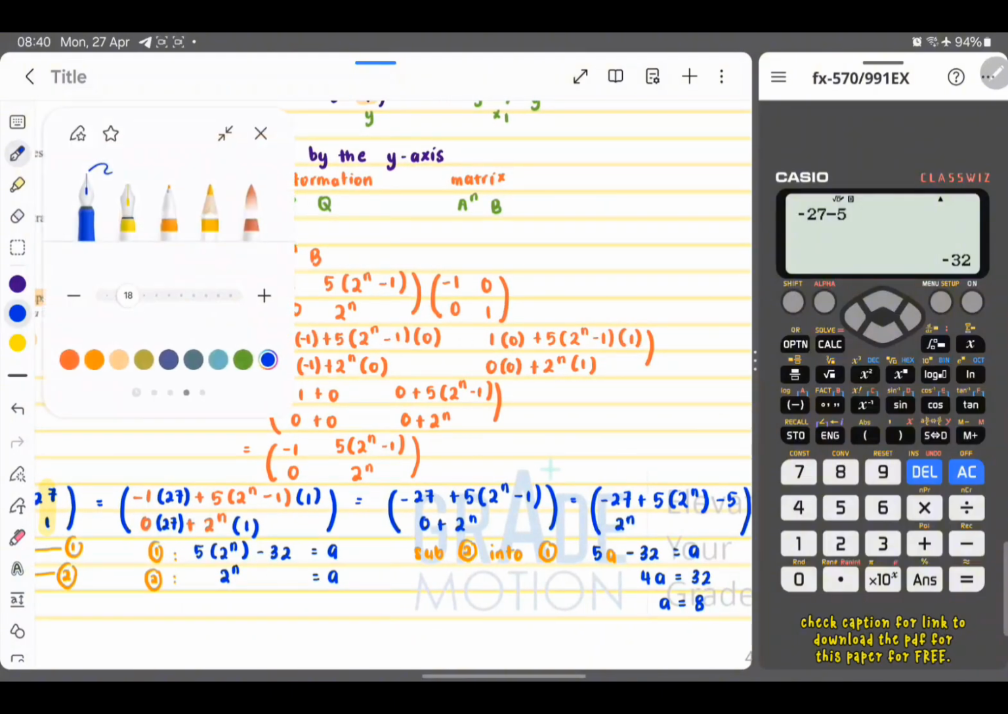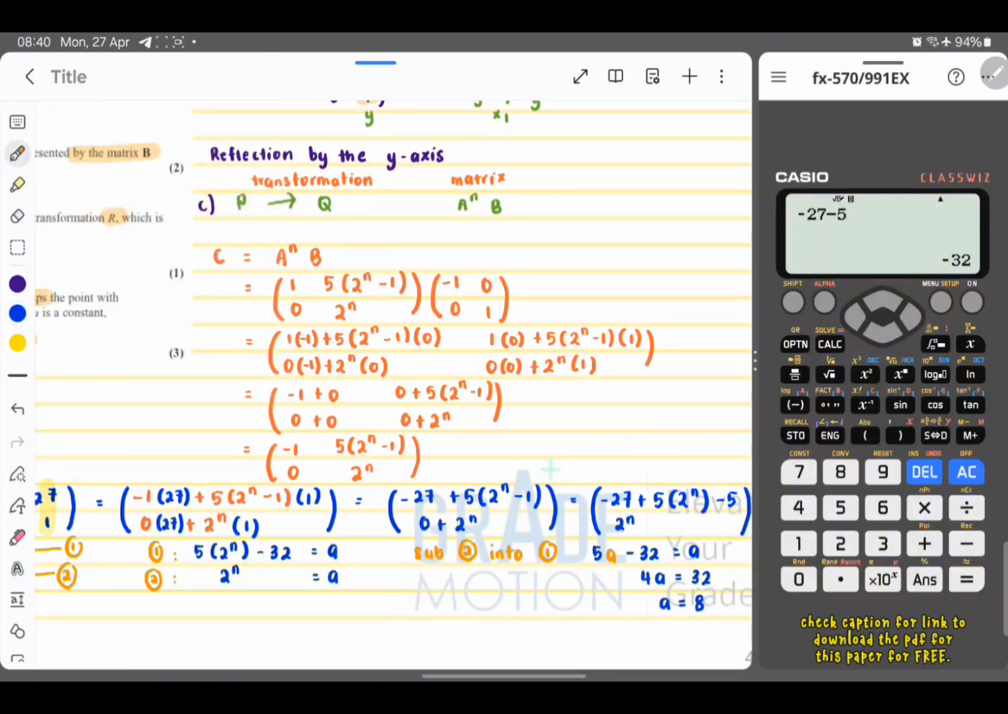Let's substitute back into this. So substitute a equals 8 into equation 2. So we will get 8 is equal to 2 to the power of n, which is equal to 2 to the power of 3. Therefore, n is equal to 3.